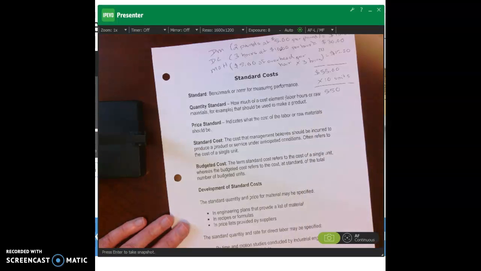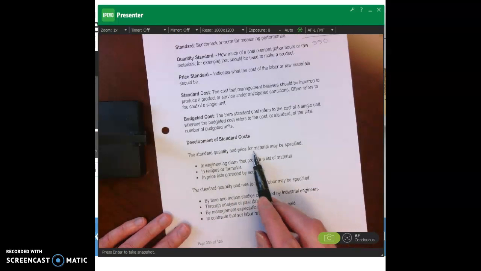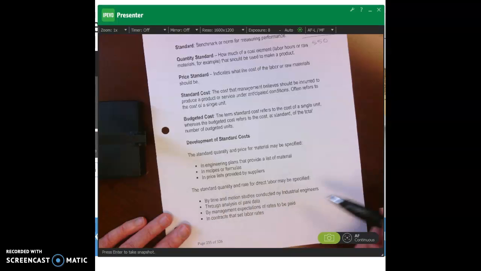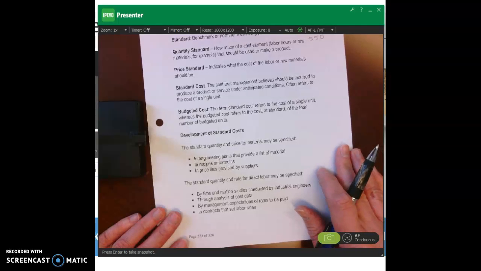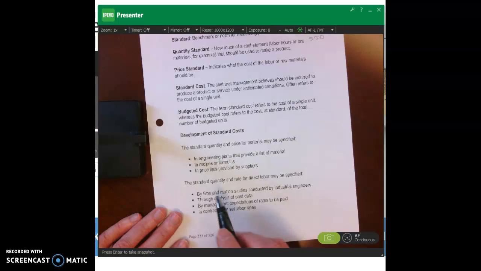Okay? Now in terms of developing some of these standards, our standard quantity and our standard price for material could be specified in engineering plans. It could be in recipes or formulas that we have, or it could also be in price lists that are provided by suppliers. In terms of our standard quantity and rate for our direct labor, where could that be specified? By motion studies that are conducted by industrial engineers. Industrial engineers will frequently time people to see how long it takes them to do something, and they could do some time and motion studies to decide, you know what, it should take us 3 hours to make this unit, or it should take us half an hour to make a pizza, something like that.